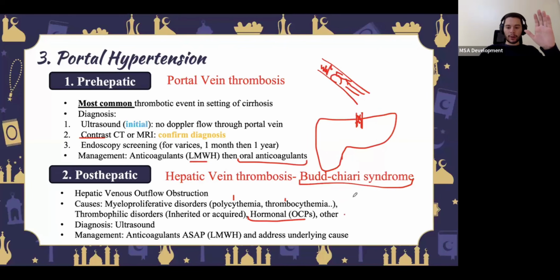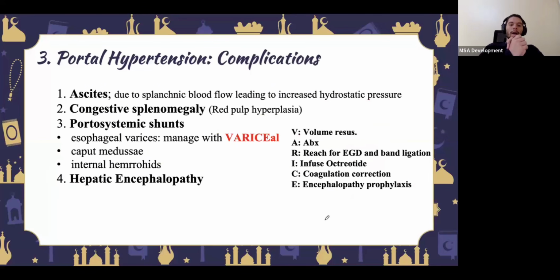So these are the causes of Budd-Chiari syndrome. How would you diagnose it? Again, using ultrasound. And for management, you'd start low molecular weight heparin, and then depending on the cause, you treat that cause.